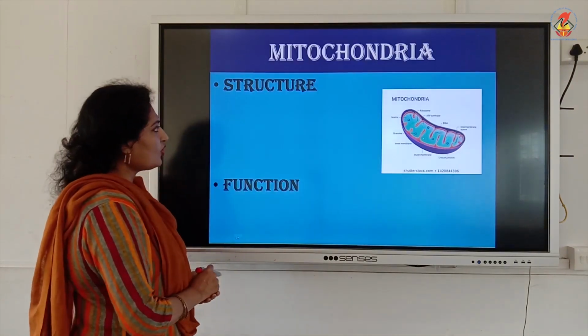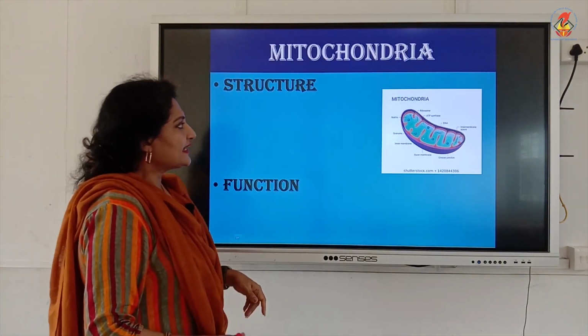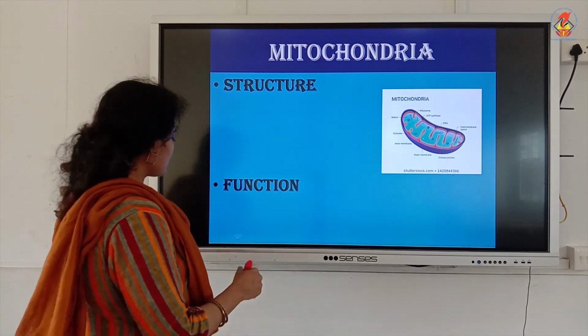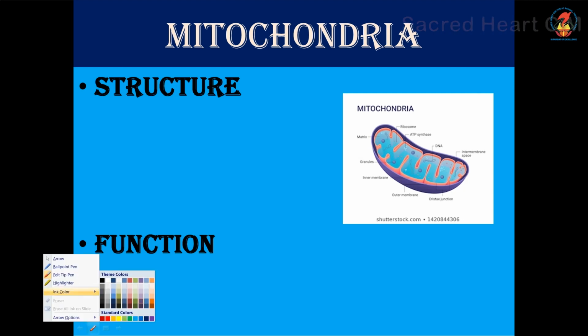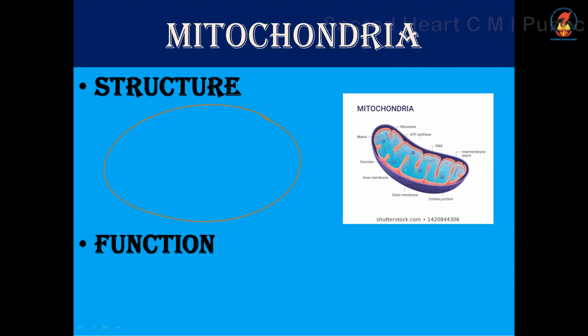Next organelle, mitochondria. This is also ovoid or disc shaped, but the outer membrane is smooth and the inner membrane is thrown into infoldings. As I drew earlier, infoldings, and what are these infoldings called? These infoldings are called cristae, and the cristae contain F1 particles, like a bulb with a stalk. A stalk and a head. We will learn the details of F1 particles later.